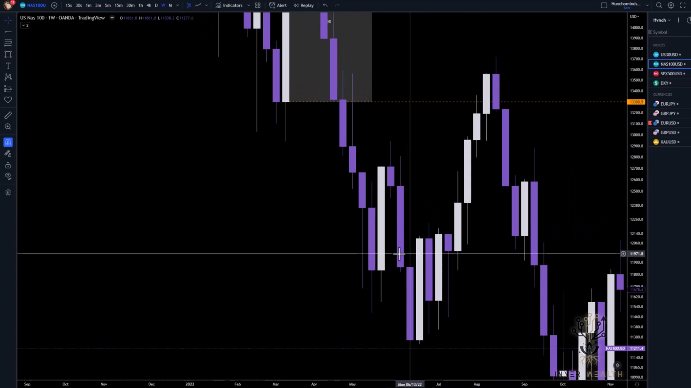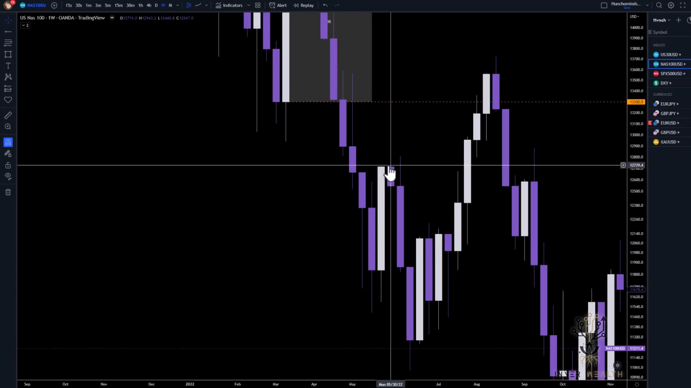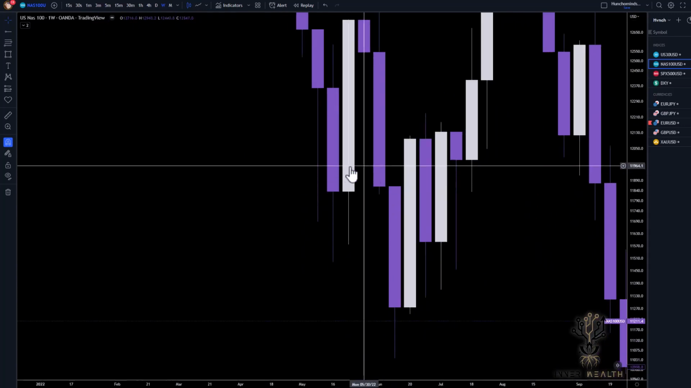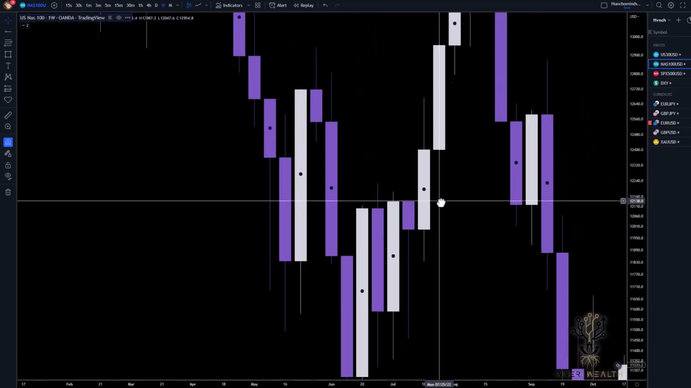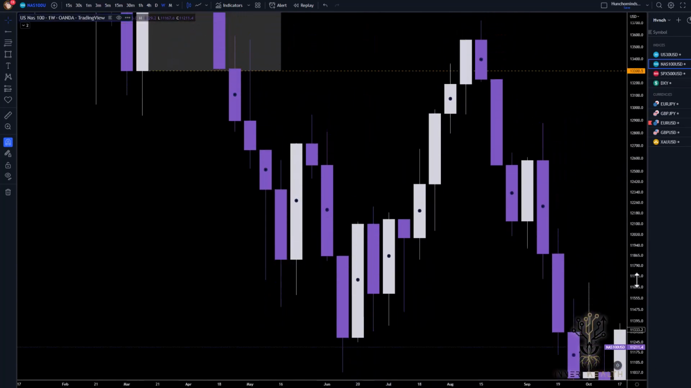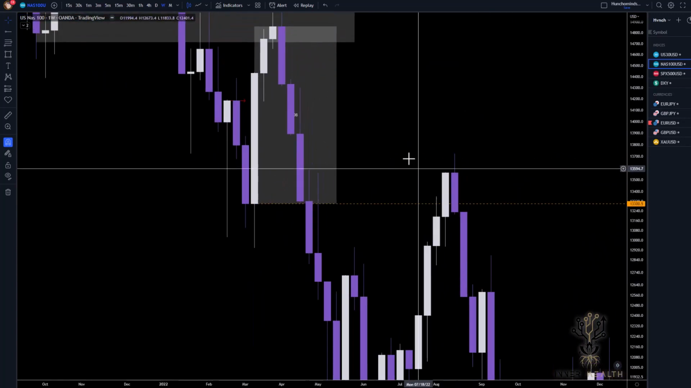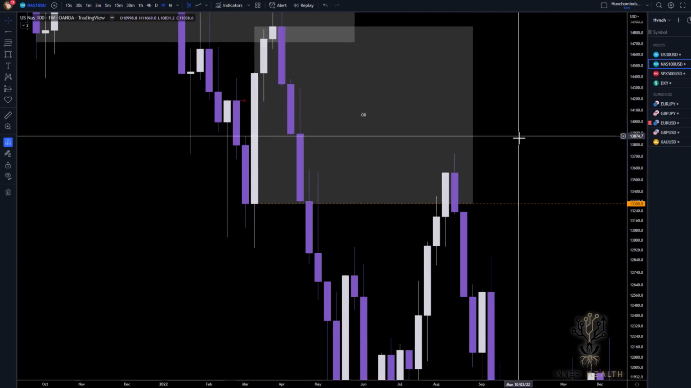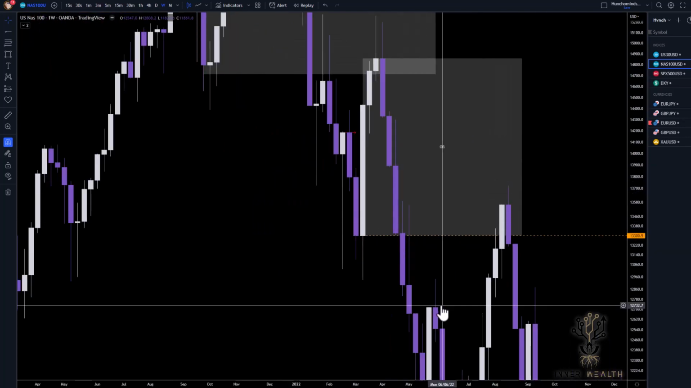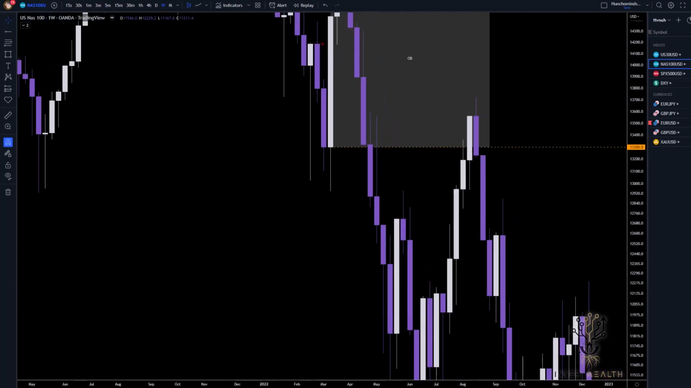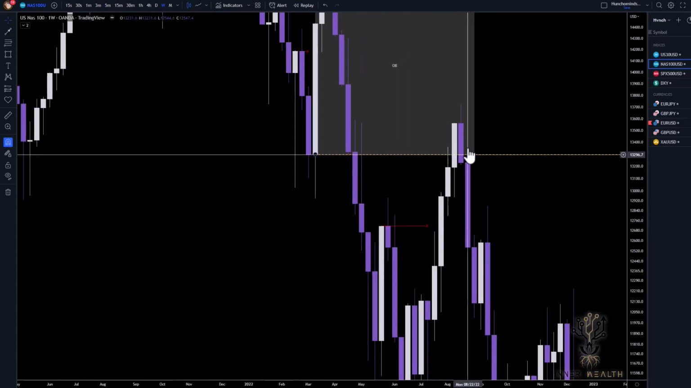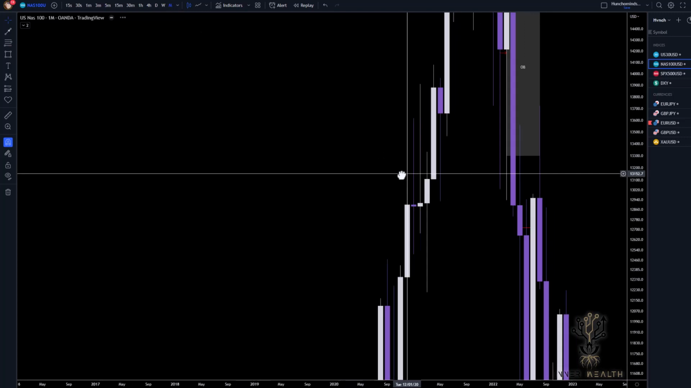Then price does it again. Lower low, lower high, lower low. What happens? We trade into it, and then we trade beyond it. Cool. But what did we come back to? So when we see a break of structure, what's the rule? We go one time frame higher.